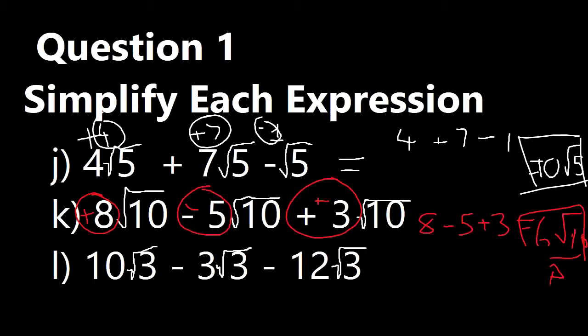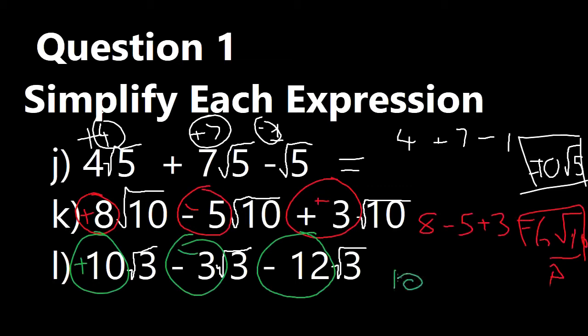So L, what have we got now? We've got the same thing, we don't need to worry about changing them into different forms. So we have here a plus 10 root 3, a minus 3, and a minus 12. So again, they're trying to trick you with this minus 12 here. So what is 10 minus 3 minus 12? That'll give us our amount of root 3s. So 10 minus 3 is what? 7. And 7 minus 12.